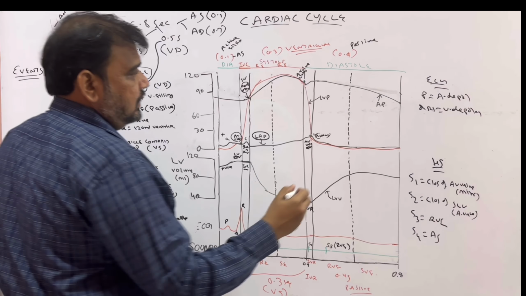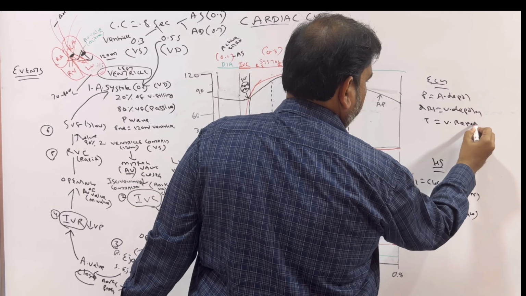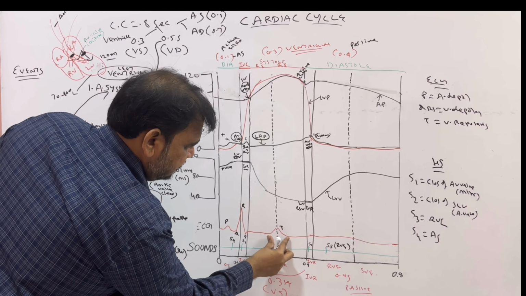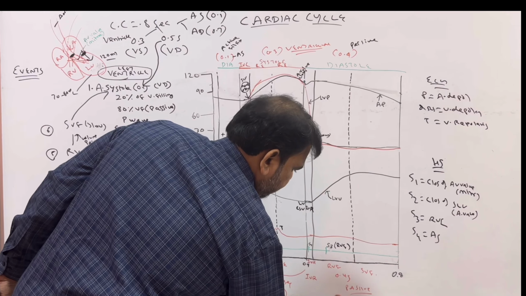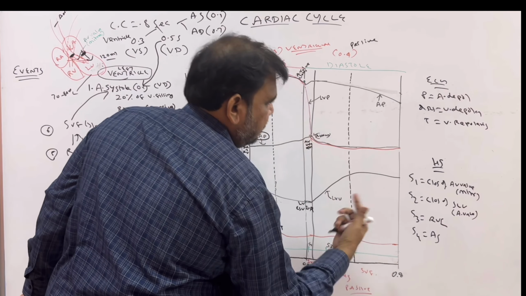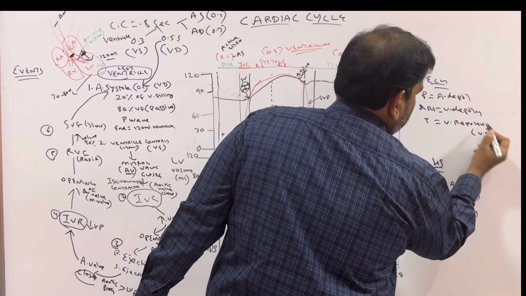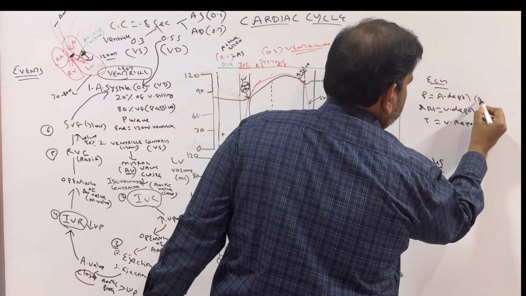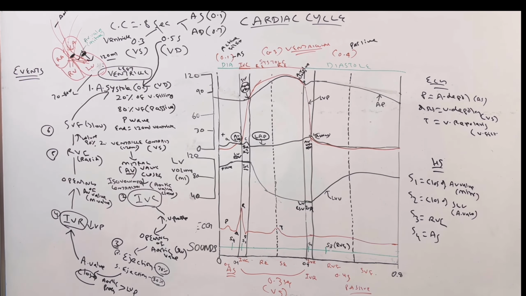Very simple. The T wave is ventricular repolarization. The T wave is here, ventricular repolarization, and this electrical event is followed by the mechanical event, which is passive ventricular filling or diastole. Ventricular repolarization is followed by ventricular filling. Ventricular depolarization is followed by ventricular systole. Atrial depolarization is followed by atrial systole. Almost it correlates. We can summarize.